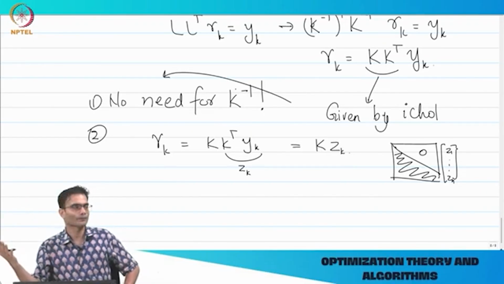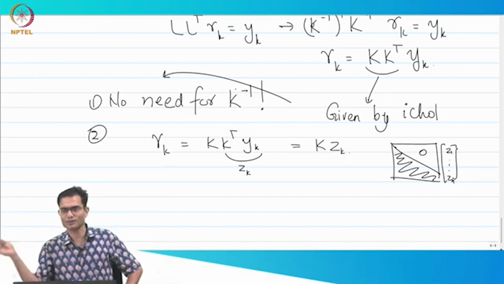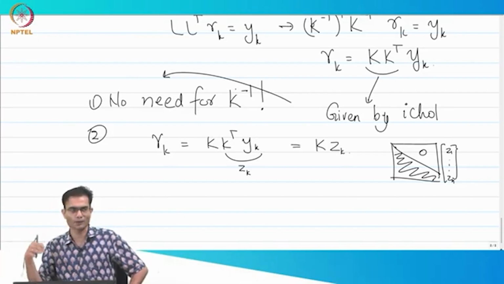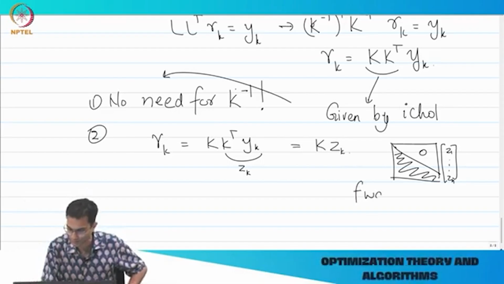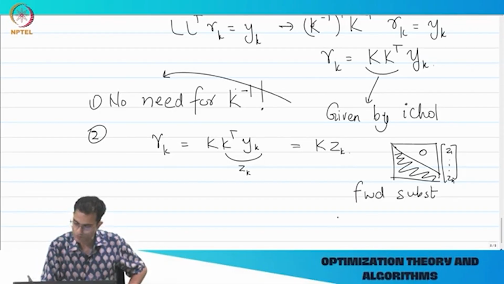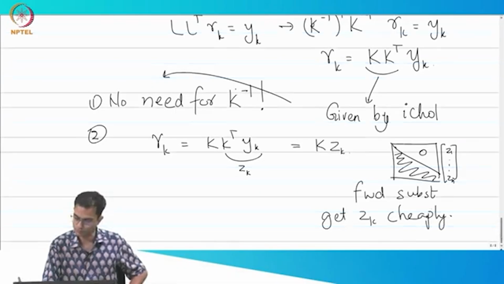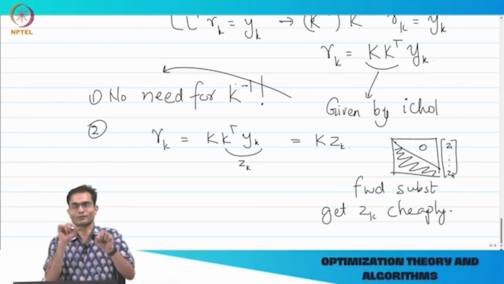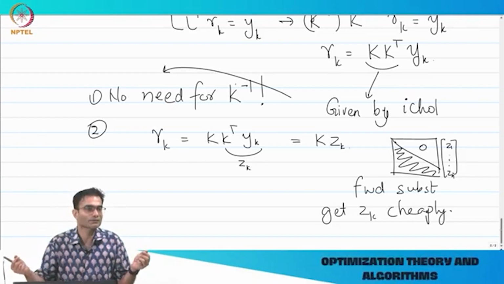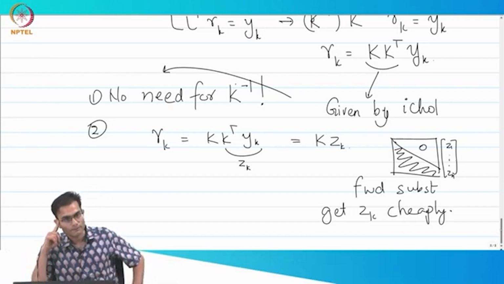This is called what? Forward substitution, I think, right? I get confused. One is called forward substitution, the other is called backward substitution. Forward probably because you are starting from Z1 and going down. So let's call this forward substitution. I may be wrong. So I get ZK cheaply. And it's a sparse matrix, so I don't have to actually calculate every single thing.